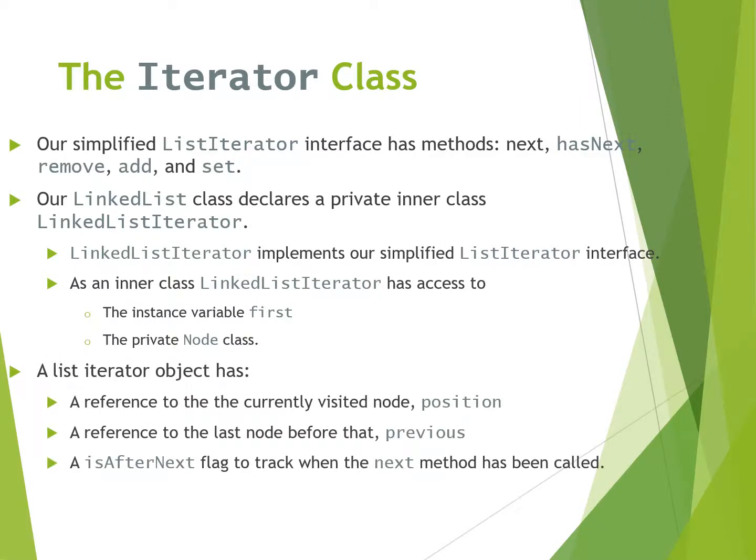So a list iterator object must have a reference to the currently visited node, which we call a position. And also, what else do we need for the list iterator? The list iterator must have a reference to the last node before the node that position refers to. We call that reference the previous reference. And also, the list iterator needs a flag. The flag is called isAfterNext, which basically tracks when the next method has been called. We use this to check whether we have called the next method before adding or removing an element.